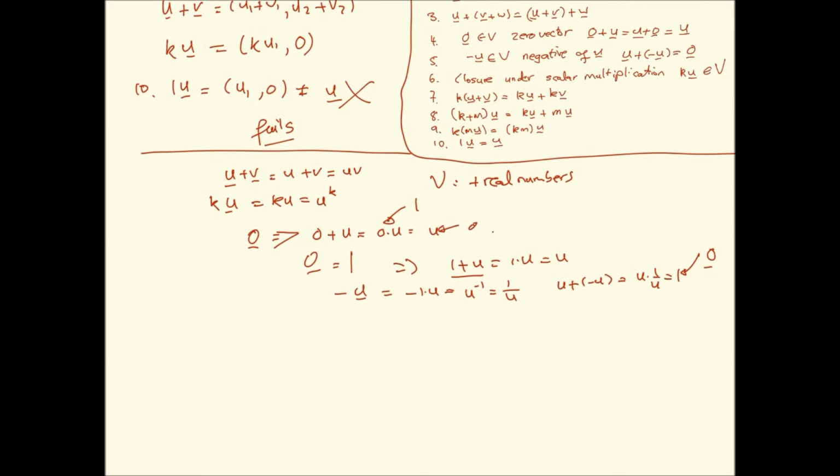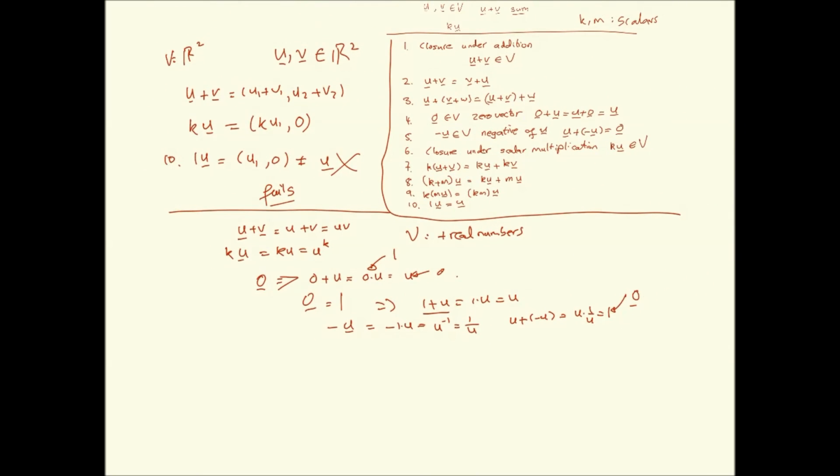Very interesting. Let's move a little further, and we're almost there. Closure under scalar multiplication is not a problem, because when we raise any positive number to another number, we still get a positive number. It's not going to affect the sign of the number, so we're still fine. So it is closed under scalar multiplication. The remaining axioms are reasonably straightforward, but I will just demonstrate one of them.